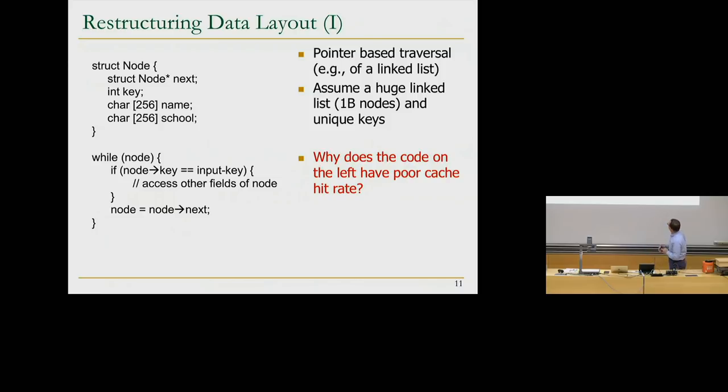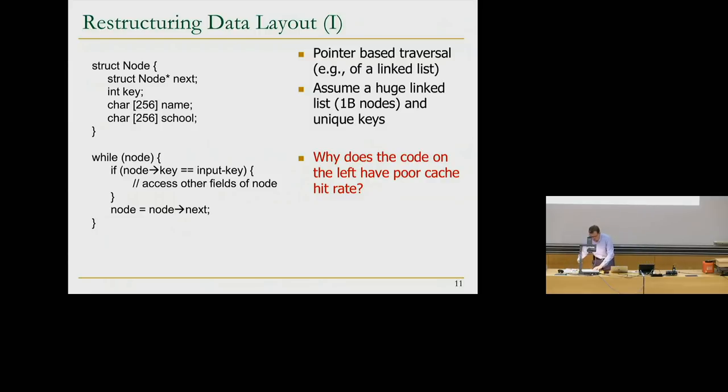So if you write this code, you will certainly get a very poor cache hit rate, very poor performance. Why? Because this data structure is laid out in memory in a sequential manner. What you're doing is you're accessing next and key, next and key.